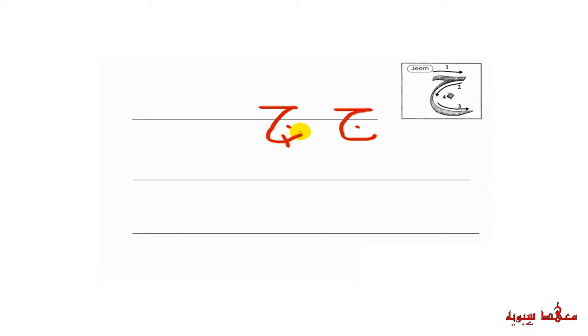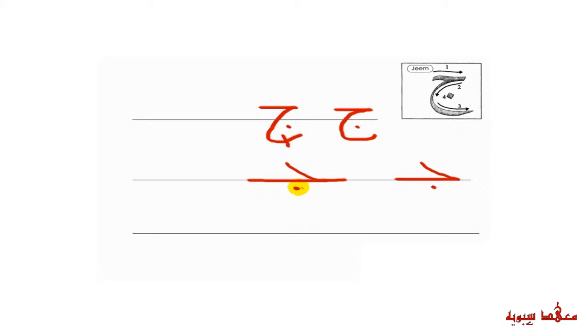Now Jeem in the beginning of the word is as follows. We start here, go down, and then come across and put a dot there, and the next letter comes after it, so it joins to the next letter. Now when it comes to the middle of a word, so we have a letter coming before it, then we have the Jeem, and then across like that, and there is the dot.